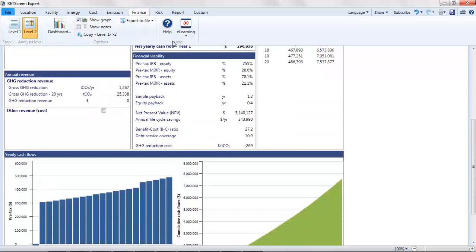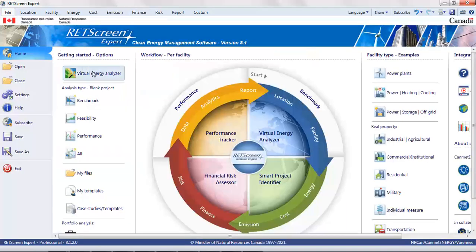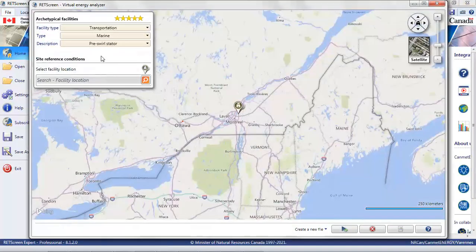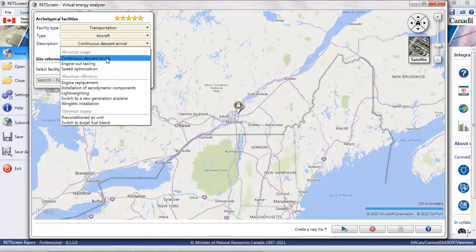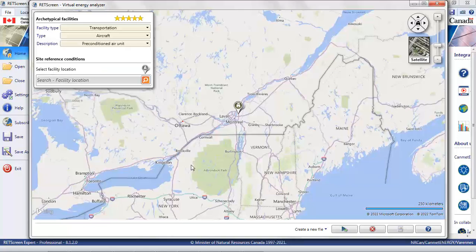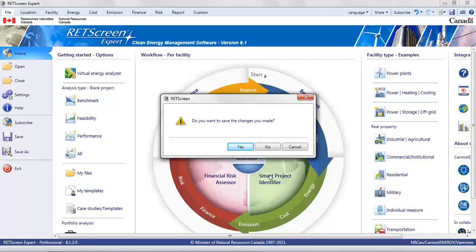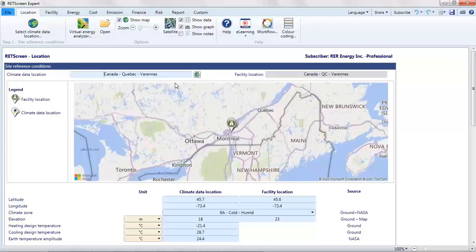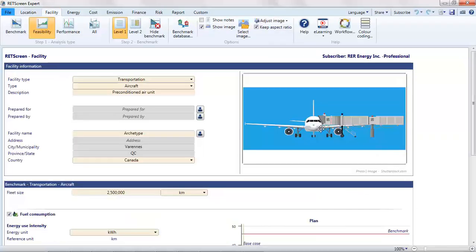The finance page confirms that this is a very attractive project. Turning to air travel, I'll again use the Virtual Energy Analyzer to let RETScreen's archetypes get us started. Let's examine how providing preconditioned air to an airplane stopped at the gate can save fuel and reduce GHG emissions. In this situation, fresh, temperature-controlled air is provided to the airplane using grid-powered air conditioning units located at the gate. This allows the aircraft to shut down all its engines and its auxiliary power unit, at least one of which would need to operate if the plane were to provide its own air conditioning.